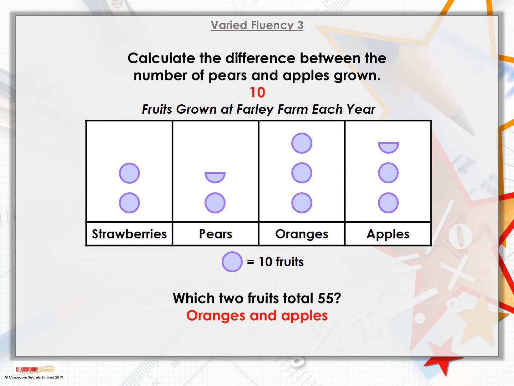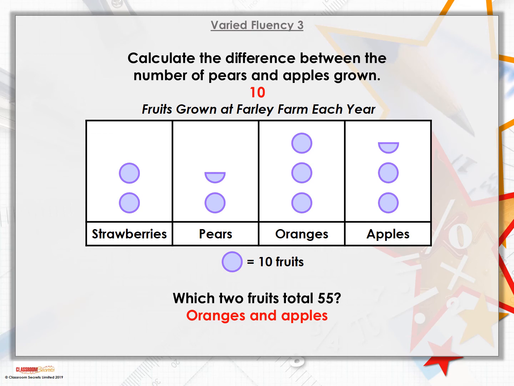So the difference between the number of pears and apples. Pears, we know if one full circle equals 10, a half of a circle should equal 5. So the number of pears was 15, and apples, you'd have 10, 20, 25, and 25 take away 15 equals 10. So can you see how we worked out the difference there by doing the takeaway?